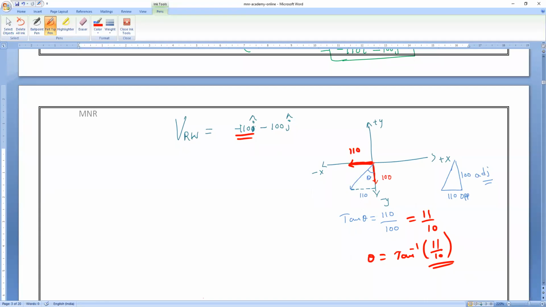So the girl should hold the umbrella opposite to this. So here also theta is tan inverse of 10 by 11. So this is the position of the girl, and she has to hold the umbrella at this angle. Will you all accept it? Yes, sir. So that is what it is.